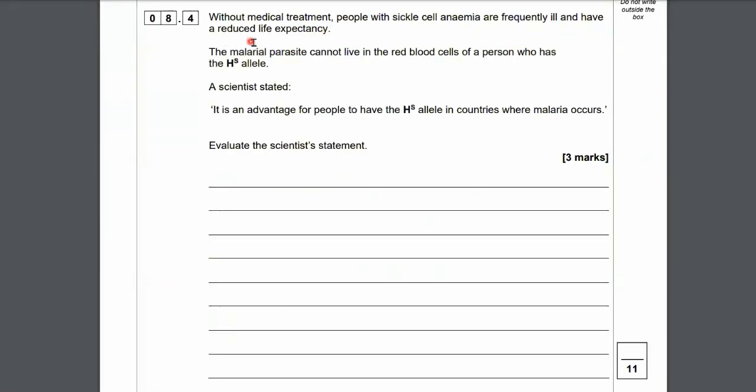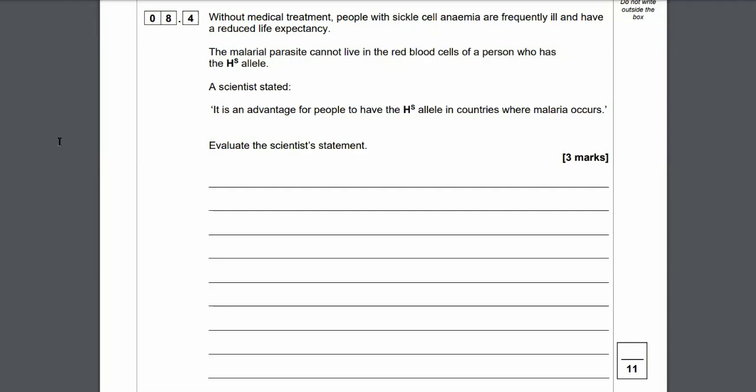Okay, final part of question 8.4. Without medical treatment, people with sickle cell anemia are frequently ill and have a reduced life expectancy. The malarial parasite cannot live in the red blood cells of a person who has the HS allele. A scientist stated, it is an advantage for people to have the HS allele in countries where malaria occurs.